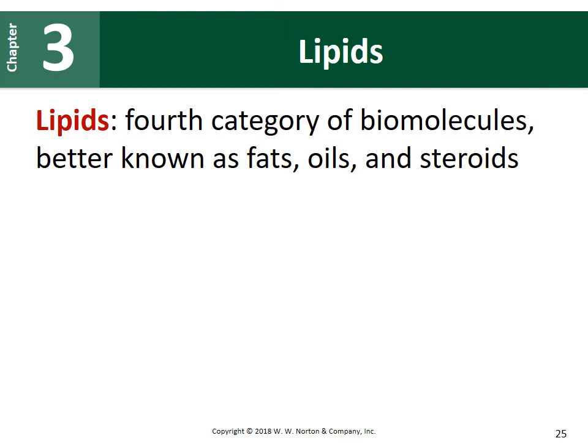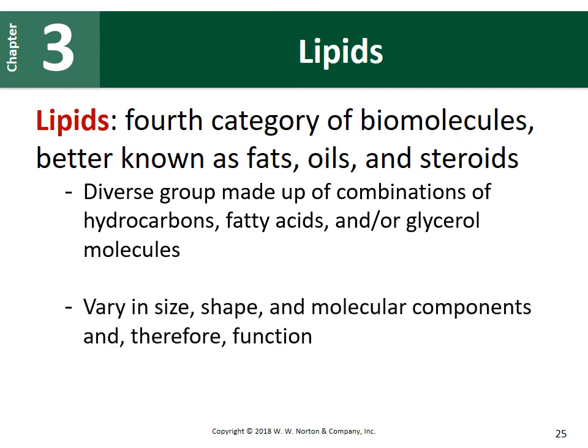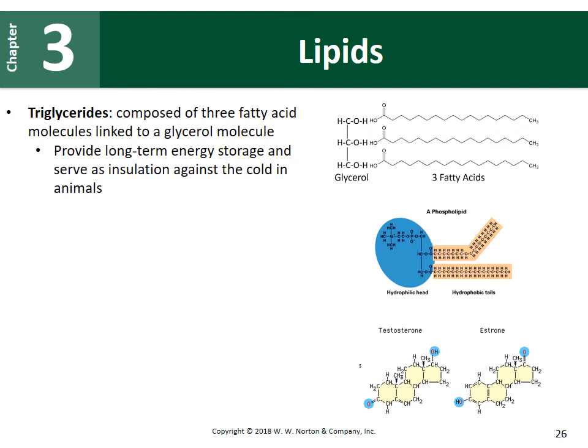The fourth category of our biomolecules are the lipids. These are also known as the fats, oils, and steroids. It's a diverse group. They're made up of hydrocarbons, fatty acids, and glycerol molecules, and they also vary in size, shape, molecular components, and therefore their function. There are three types of lipids. We have the triglycerides. These are composed of 3 fatty acid chains linked to a glycerol.